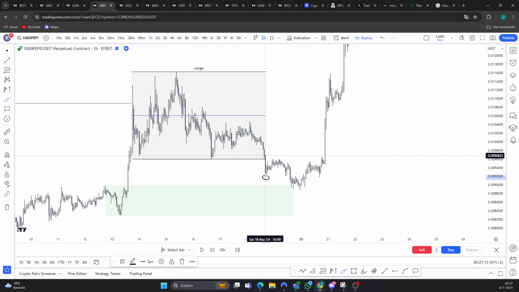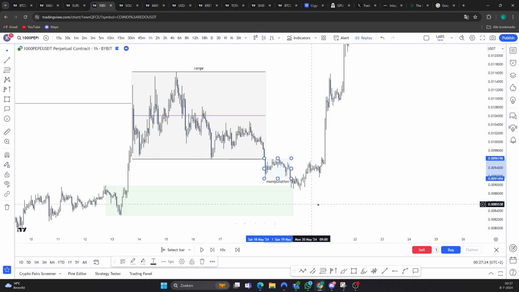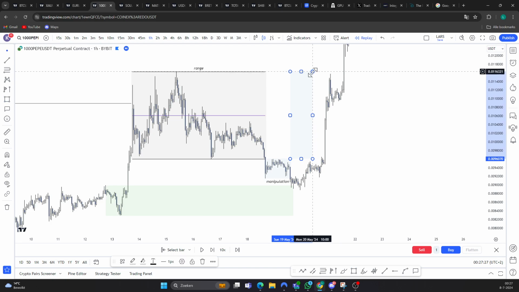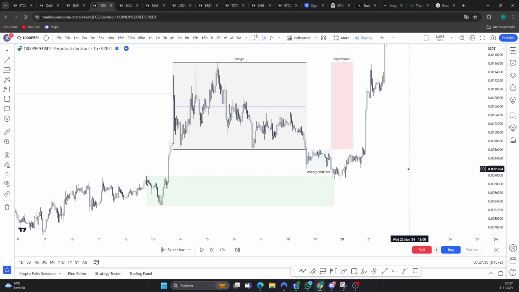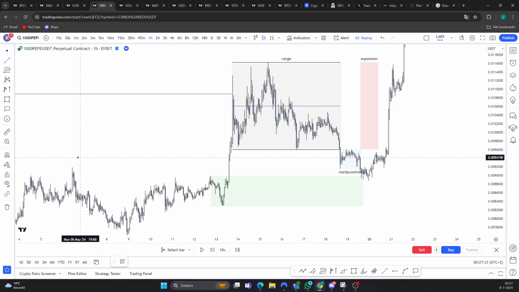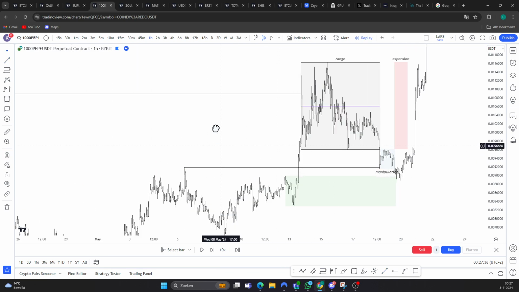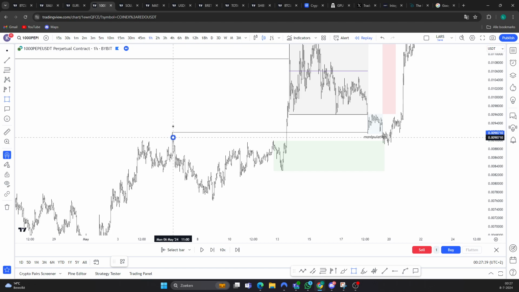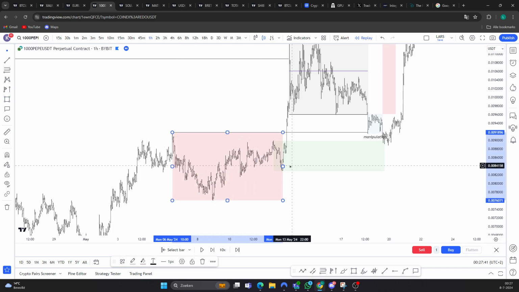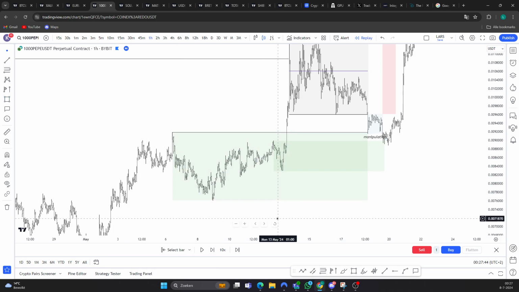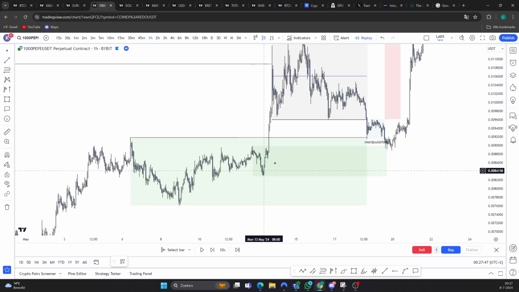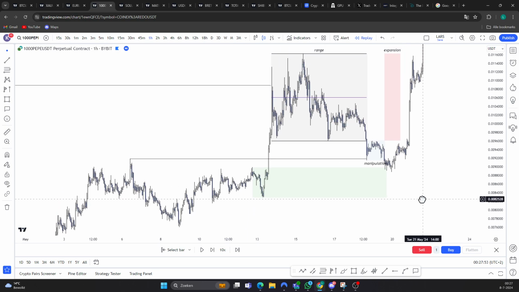And then people were like, okay, maybe this is a PO3, right? Where this is your manipulation. Right here, this is your manipulation. And then we have the expansion to follow. And on that first manipulation wick, we actually hit a significant POI, which was that high, okay? So this was the big range demand. This was the bigger range demand right here that got mitigated. And then this zone right here was the more refined zone, okay? The more detailed zone. So let's remember that.